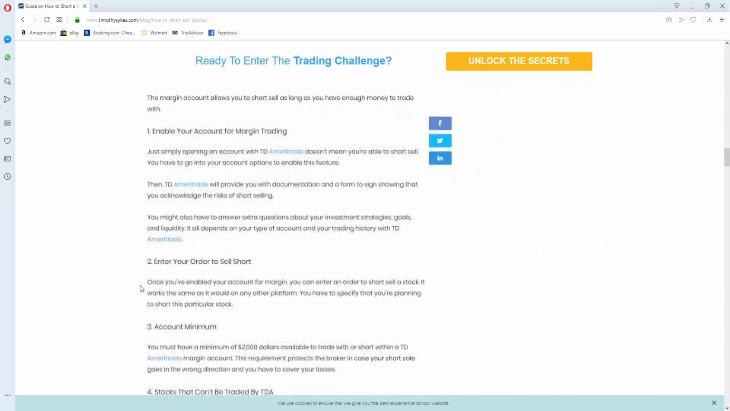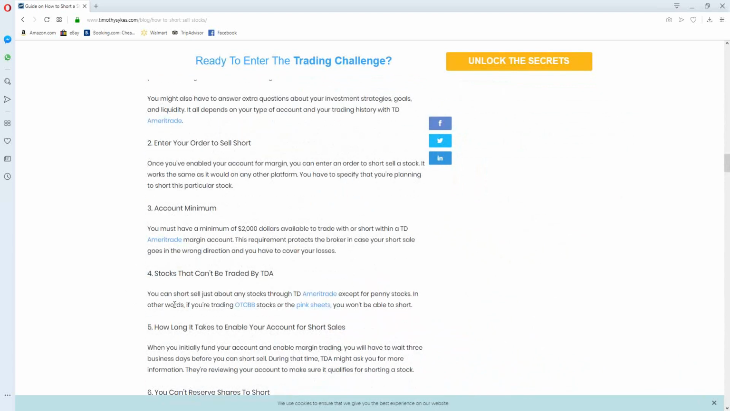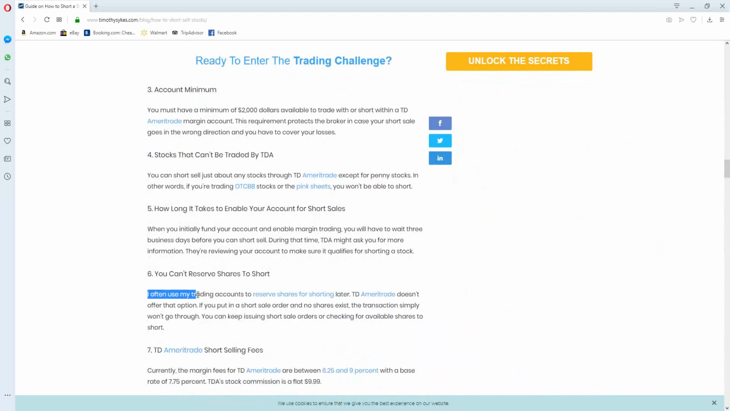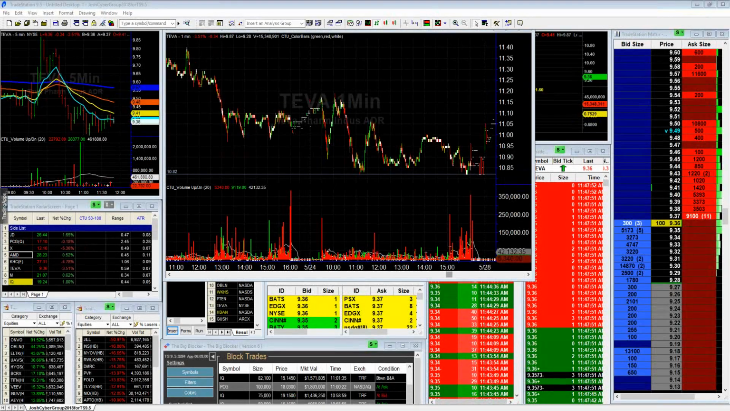I don't know if it would go through as far as requesting shares to borrow. I guess I can just play it. Oh, here we go. You can't reserve shares to short. TD Ameritrade doesn't offer that option. Look at that. But if you put in a short sale order and no shares exist, the transaction simply won't go through. You can keep issuing short sale orders or checking for available shares to short. I guess that means that you can keep trying to execute, or you can call in frequently to ask, but there's no locate app, I guess, like TradeStation has.